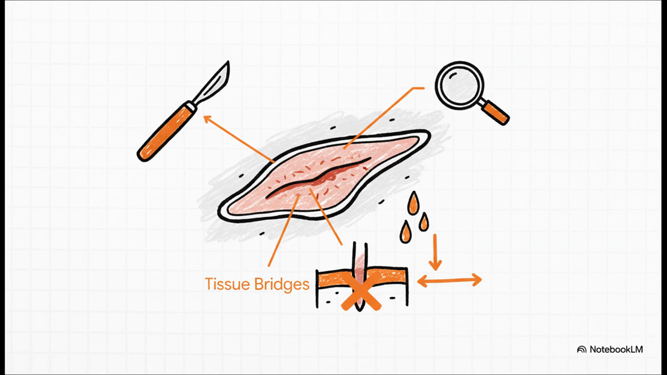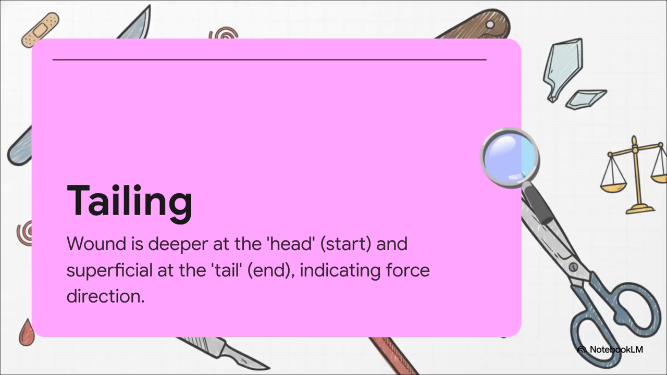They're caused by light, sharp-edged weapons, and this creates a kind of spindle shape with really clean-cut, regular margins. A huge feature is that there are absolutely no tissue bridges. And because the blood vessels are sliced so cleanly, the bleeding is usually pretty heavy. Now, here is the absolute money shot for your multiple choice questions. In an incised wound, the length is always greater than the depth. Remember that.